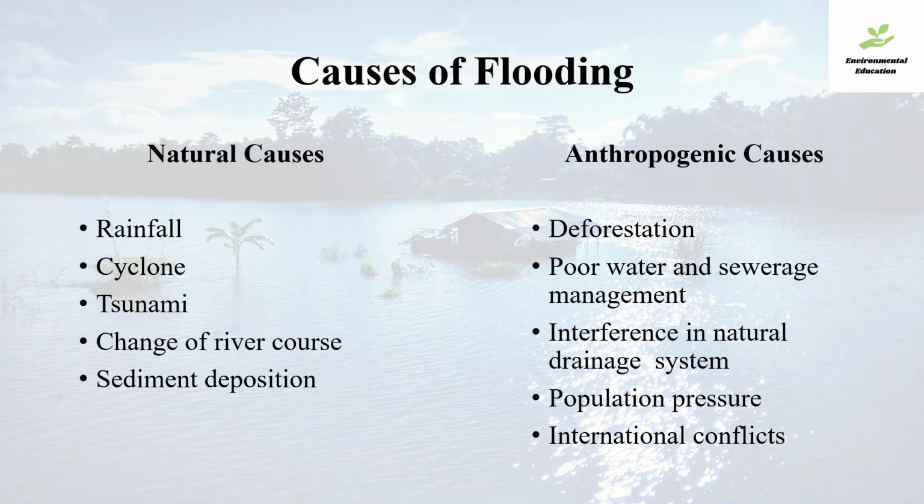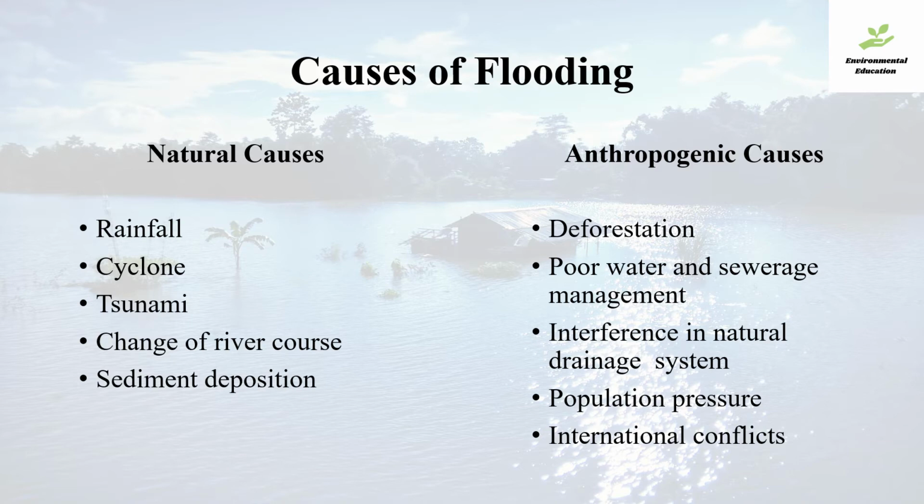Floods can occur due to natural causes like excessive rainfall, cyclonic storms near the coasts, tsunamis, and rapid changes of river course. For example, the river Brahmaputra in India is known to quickly change its course, and we know it causes a lot of flooding in the nearby areas.